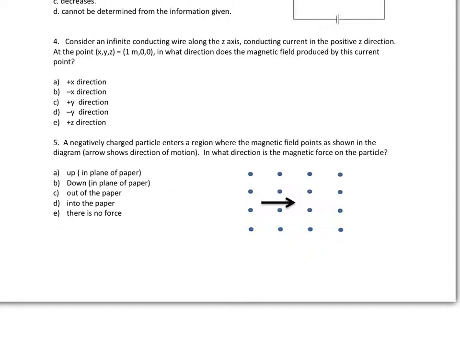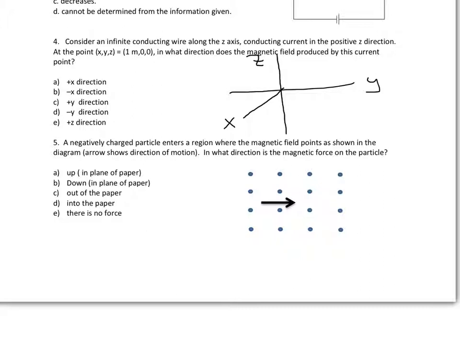Okay, problem 4. Consider an infinite conducting wire along the z-axis conducting current in the positive z direction. At the point x, y, z equals 1, 0, 0, what direction does the magnetic field point? In this case, it's just a problem in remembering the right-hand rule for the coordinate system. So I'll write an x, y, z coordinate system here.